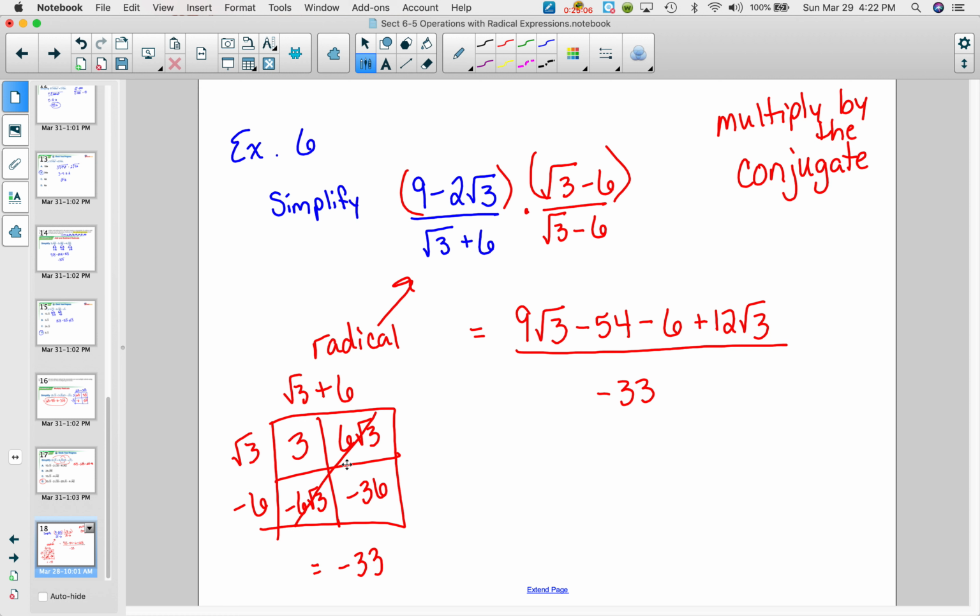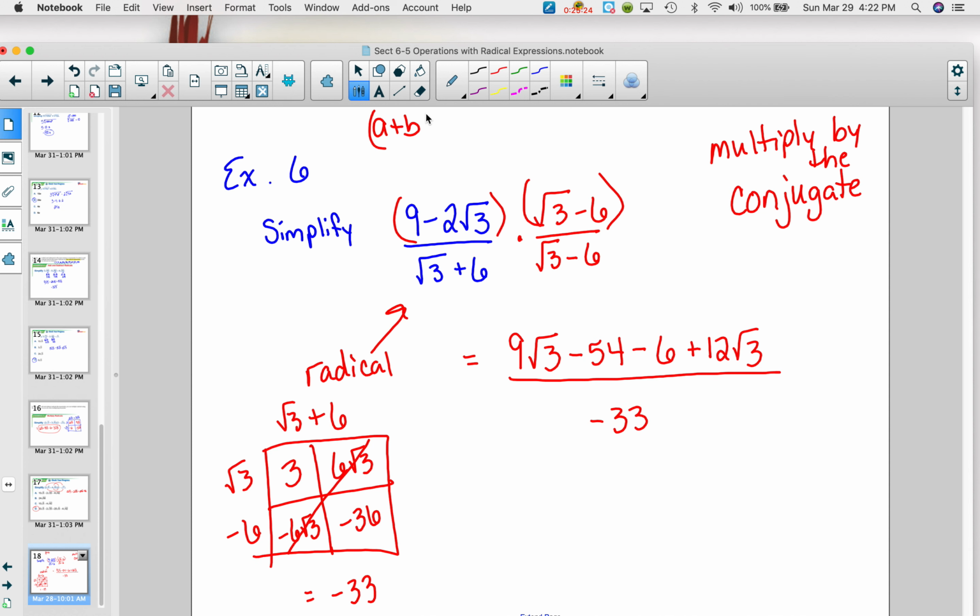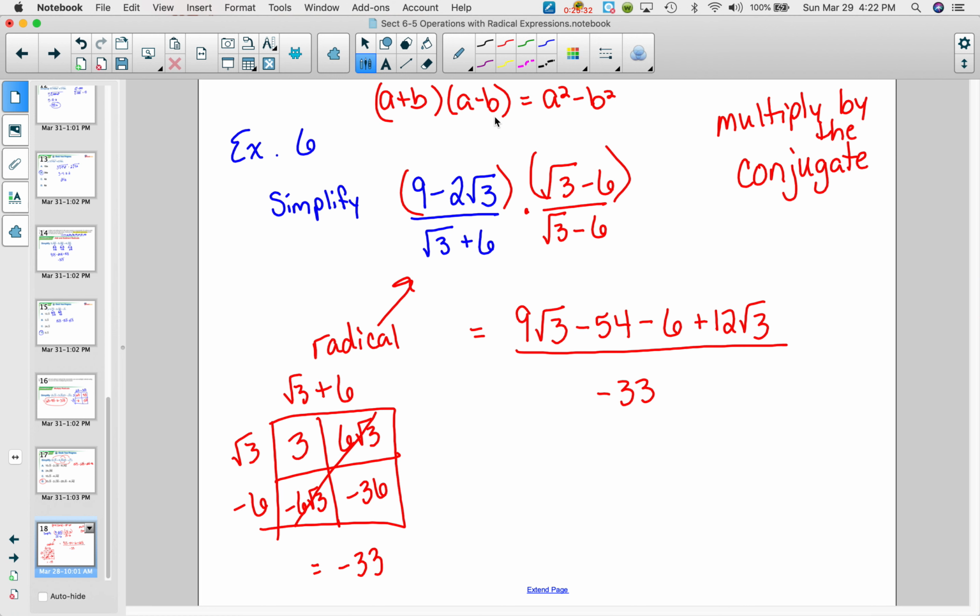Now, this will always happen. If you multiply by the conjugate, you're going to get rid of the radical. It's always going to happen where those are going to cancel out. The reason why, for those of you who can catch this, is that this is the difference of two squares. If you remember, a plus b times a minus b is a squared minus b squared. So that is the difference of two squares, and that's really what's happening here.